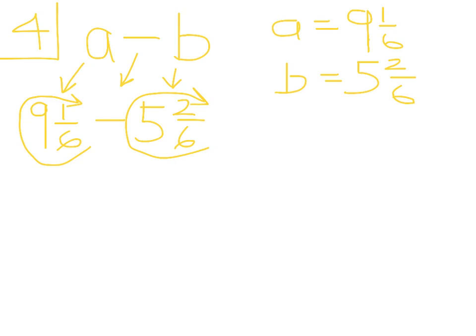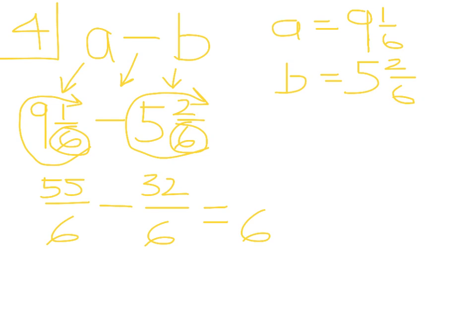So 6 times 9 is 54 plus 1 is 55 over 6, and then we're subtracting this one. 6 times 5 is 30 plus 2 is 32 over 6. That same bottom number 6 goes on the bottom of those fractions also. Bottom numbers are the same, so that makes it easy. And now we just do the top. 55 minus 32 is 23.